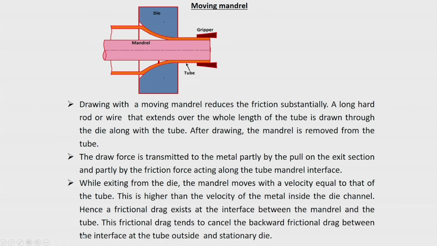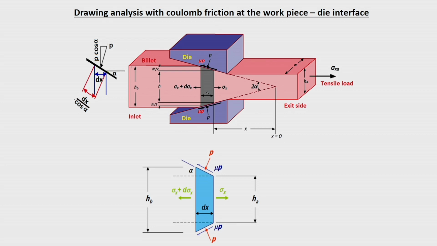See, that way it will help in the drawing operation. So, you require only a very small amount of drawing load. Okay. So, that way, tube drawing using a moving mandrel is always advantageous. Now, let us come to the analysis.